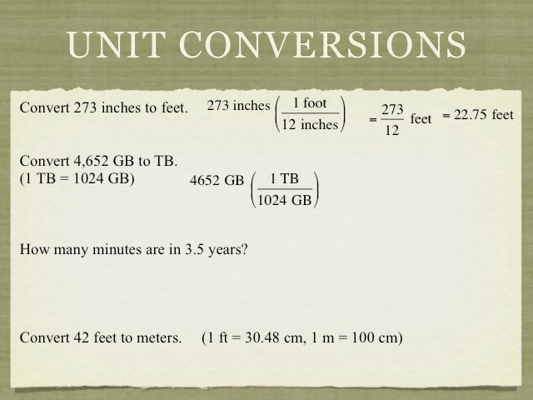So I'm going to multiply it. That's just multiplying by 1 because those two things are equal. Why did I put gigabytes on the bottom? Okay, I put gigabytes on the bottom so they'd cancel with the gigabytes on the top and I'd be left with terabytes. So my numbers would be 4,652 over 1,024. My gigabytes cancel. I'm just left with terabytes. So I'd have 5.54 terabytes.